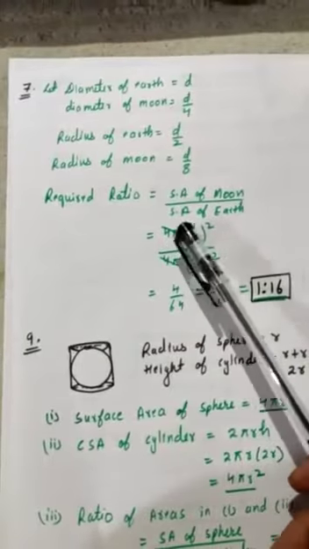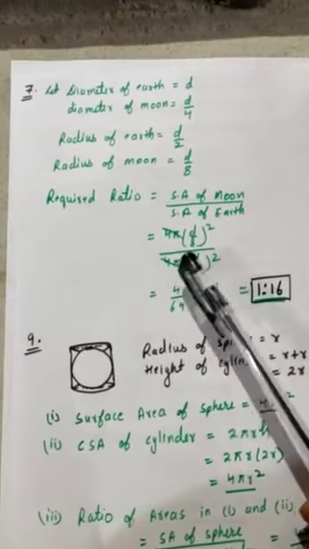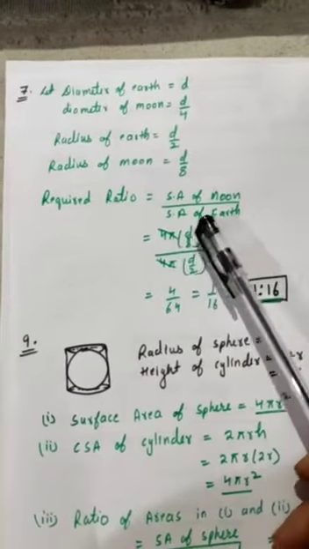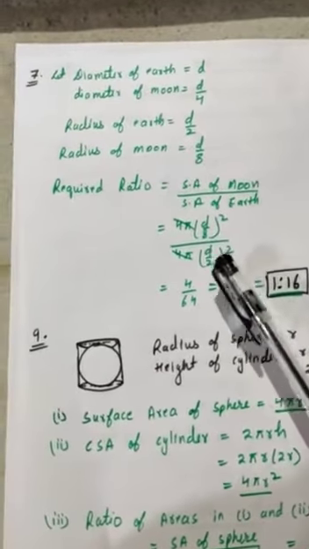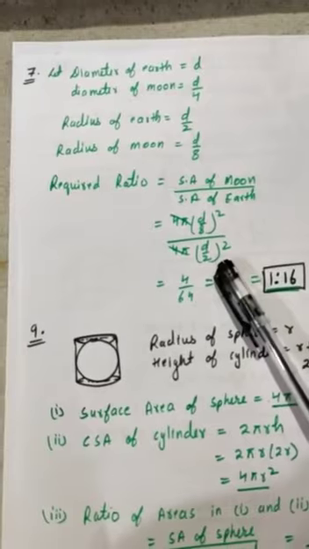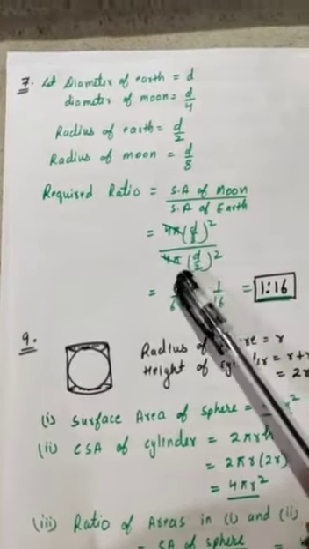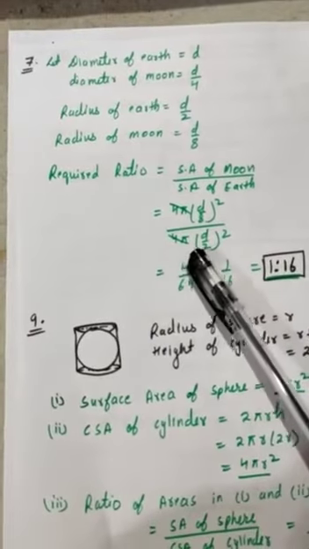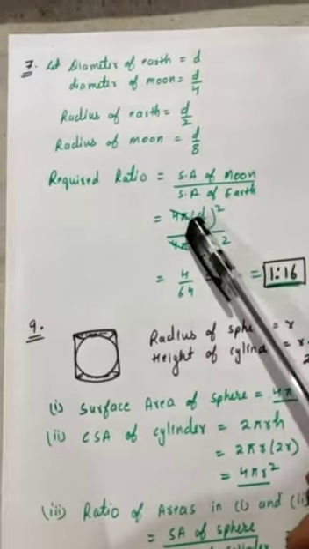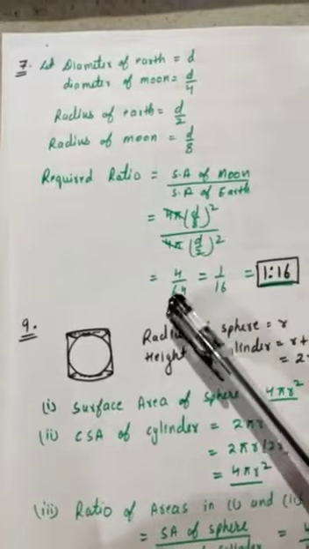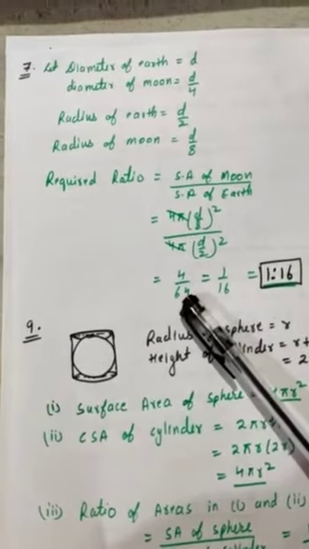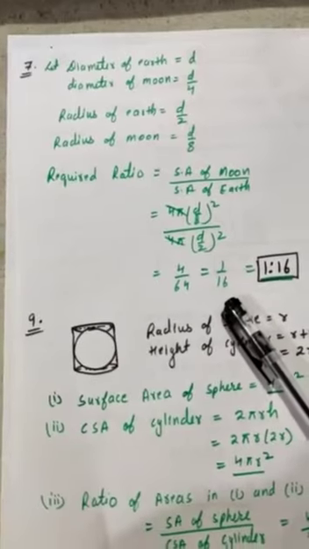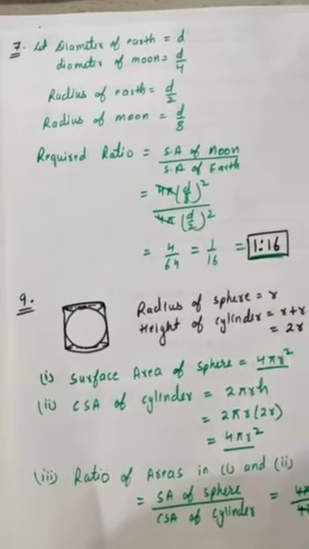So it will be 4 pi r square upon 4 pi r2 square. On top you will write the radius of the moon, which is d/8, and below you will write the radius of the earth, which is d/2. 4 pi gets cancelled, d square and d square also get cancelled. The square of 2, which is 4, will come in the numerator and 8 square, which is 64, will come in the denominator. So 4 upon 64 is 1:16. So 1:16 is the answer.